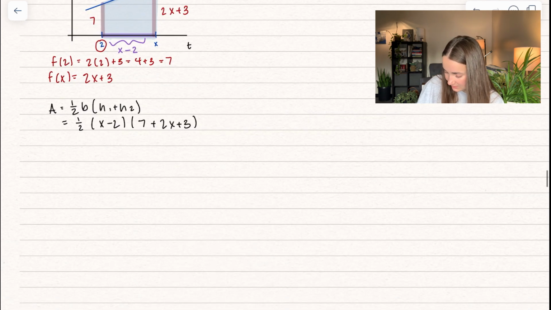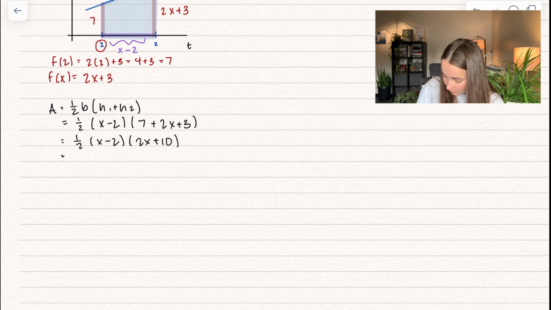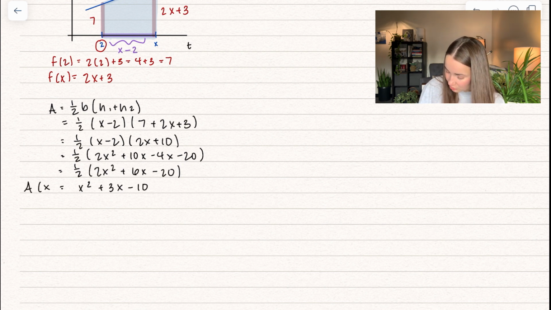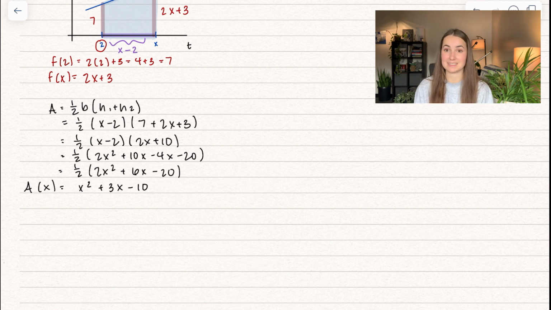So let's start simplifying this out. We get 1/2 times x minus 2 times 2x plus 10. I'm going to FOIL first. I'm going to multiply those two together. I get 2x squared plus 10x minus 4x minus 20. Let's combine those x's. So we get 2x squared plus 6x minus 20. And then we can multiply everything by 1/2. So that becomes x squared plus 3x minus 10. So here we got the area of this function is equal to x squared plus 3x minus 10.